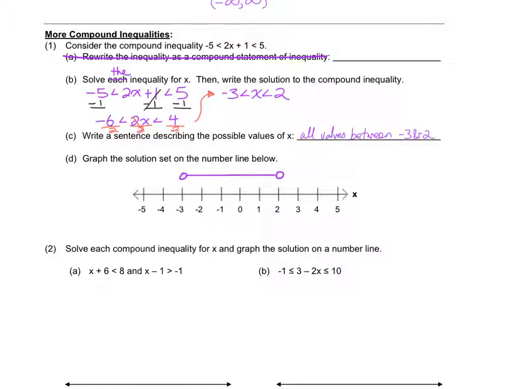Number 2, solve each compound inequality for x and graph the solutions on a number line. So this is an and situation. We would like to be able to create a compound inequality like this, where it has that betweenness component. The issue is I have 2 different expressions here, x plus 6 and x minus 1. So we have to handle that first. We want consistency.